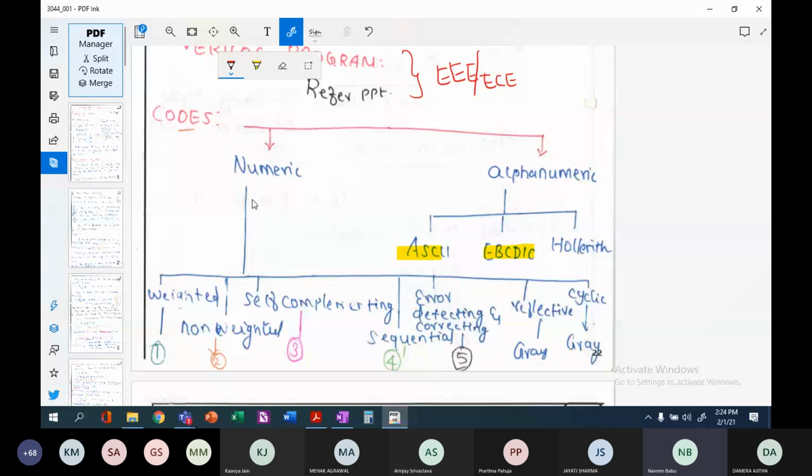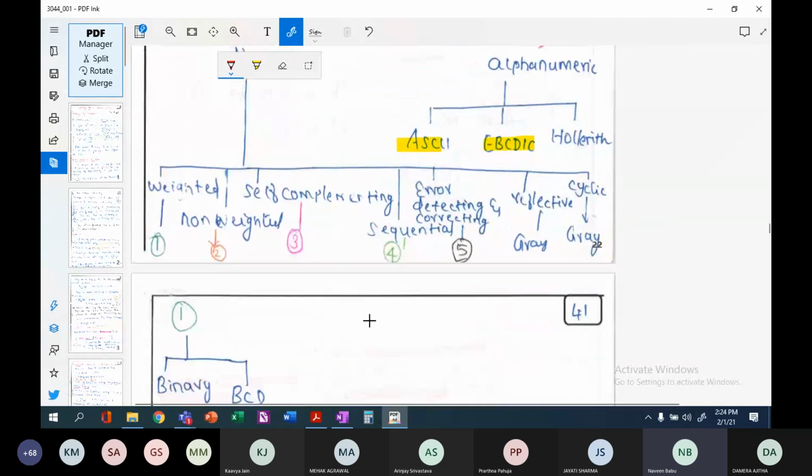Now, these numeric codes are classified into many types. We will not be handling the alphanumeric codes, what you see in your keyboards, the machine language codes. They are all alphanumeric codes, where you will have alphabets as well as numbers. In numeric codes, which we are interested in, they are classified into these 7 types: weighted codes, non-weighted codes, self-complementing codes, sequential codes, error correcting and detecting codes, reflective codes, and cyclic codes.